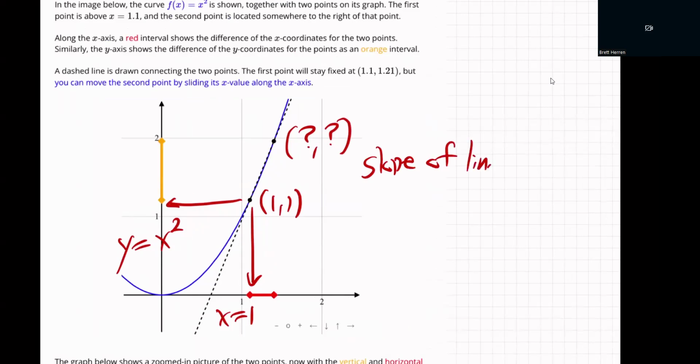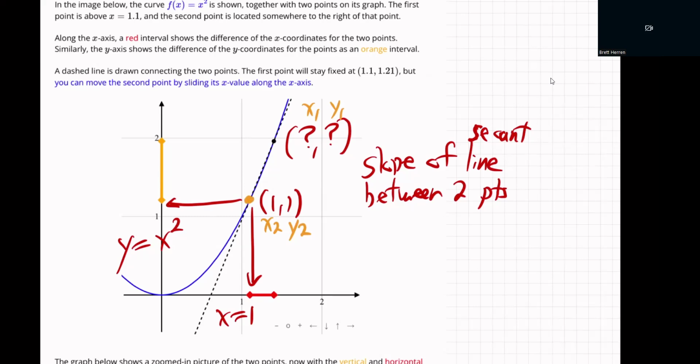Slope of the line, it's called a secant line between the 2 points. And so up here, this is going to be (x1, y1), and this is (x2, y2). And you know how we calculate slope. But the trick is, what we really would like to know is the slope at just that 1 point right there.